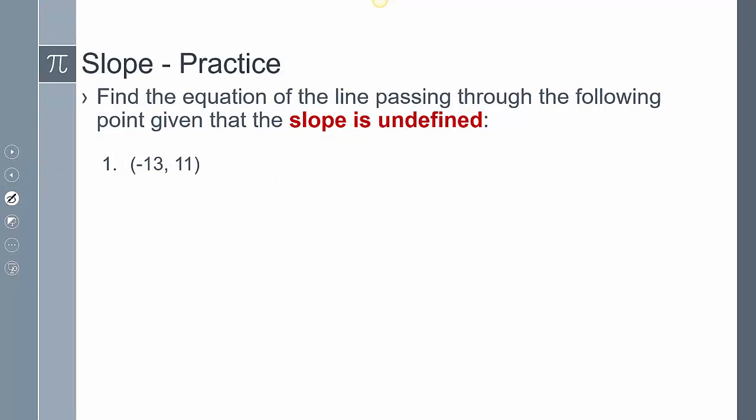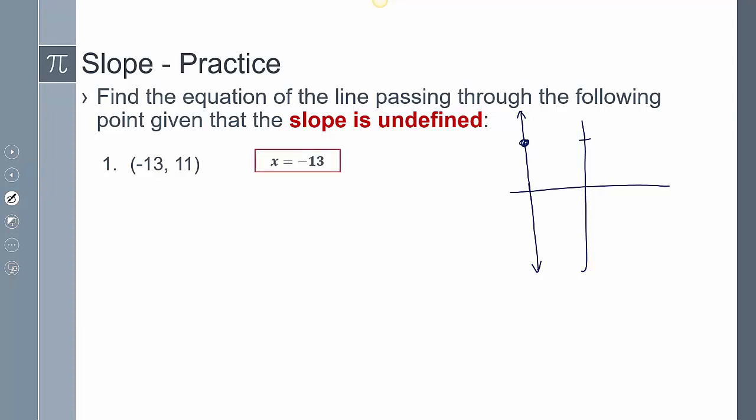But understanding that it's going to be x equals the number is going to be crucial, because take a look. If I wanted to find the equation of the line passing through this point, well, let's examine this. Here's negative 13, here's positive 11. Well, if it's undefined, it's going to go up and down like that. And so that's going to be x equals negative 13. That's why I said x equals the number.